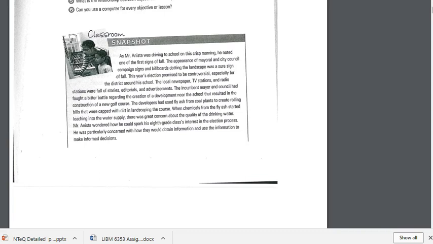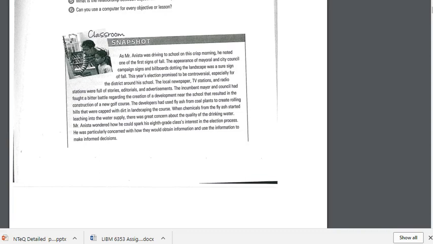As Mr. Anista was driving to school on a crisp morning, he noticed one of the first signs of fall. The appearance of the mayoral and city council campaign signs and billboards dotting the landscape was a sure sign of fall. This year's election promised to be controversial, especially for the district around his school. The local newspaper, TV stations, radio stations were full of stories, editorials, and advertisements.